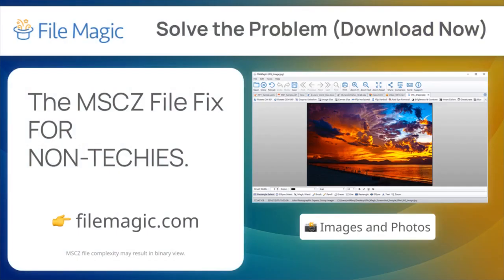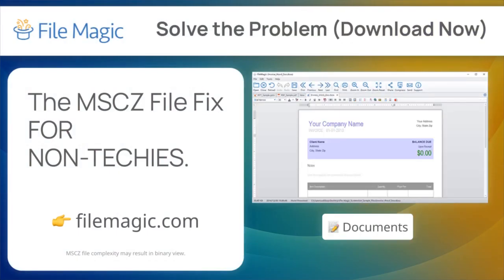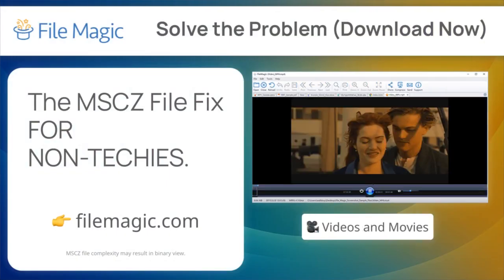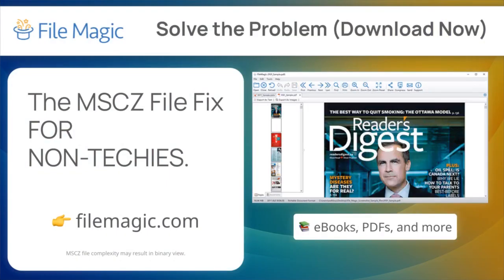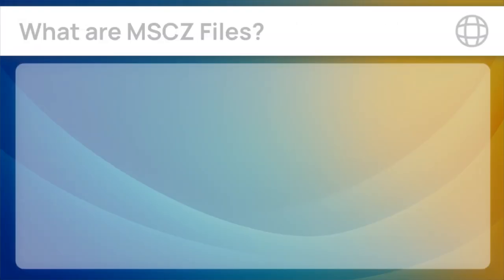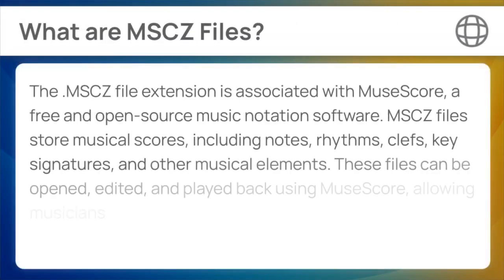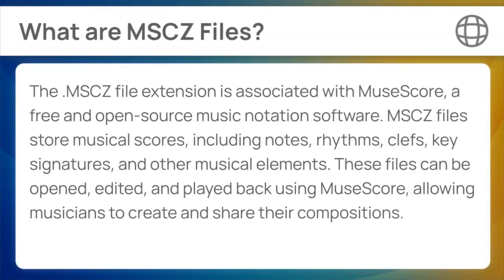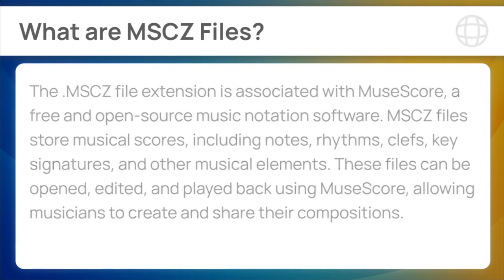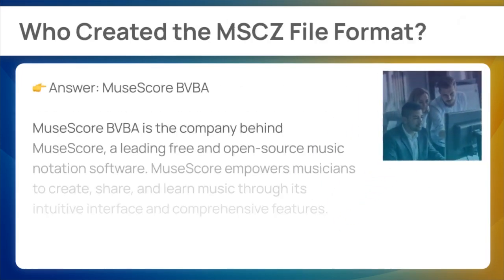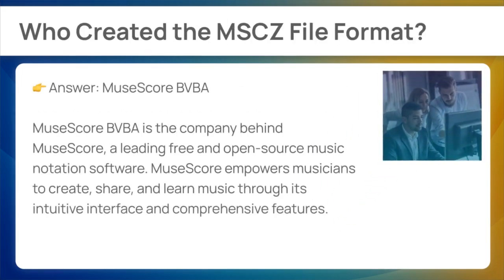We are going to maximize results with a single, highly effective MSCZ file inspection program that provides coverage for a wide range of formats. The MSCZ file extension is associated with MuseScore, a free and open source music notation software. MSCZ files store musical scores including notes, rhythms, clefs, key signatures, and other musical elements. These files can be opened, edited, and played back using MuseScore, allowing musicians to create and share their compositions.